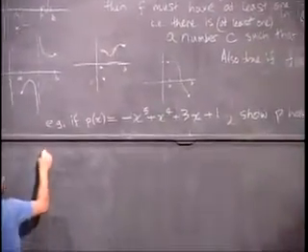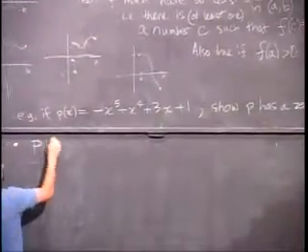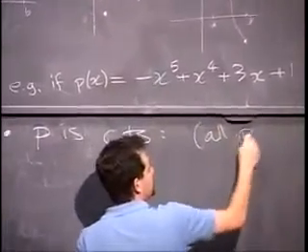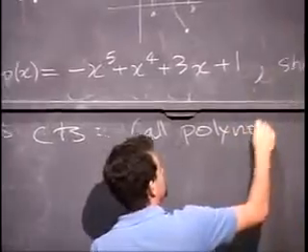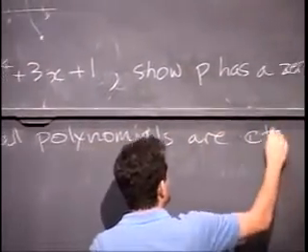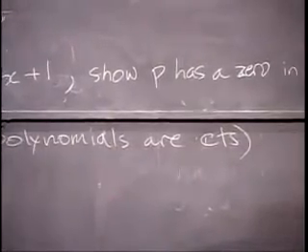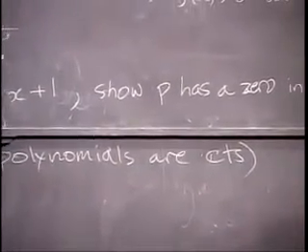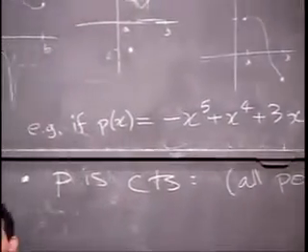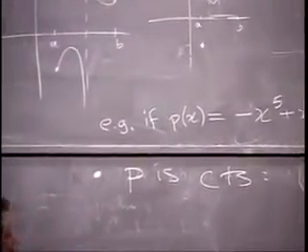First of all, as a bullet point, p is continuous. In fact, all polys, all polynomials are continuous. But if you don't explicitly say that, you shouldn't get full credit for this problem. Because you're supposed to understand that the intermediate value theorem only applies to functions that are continuous.